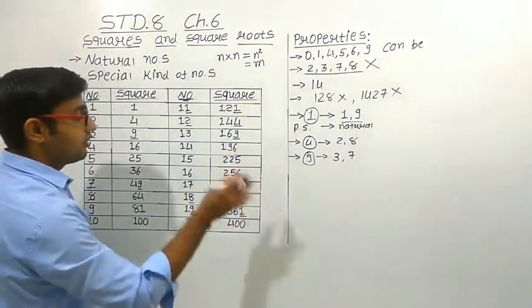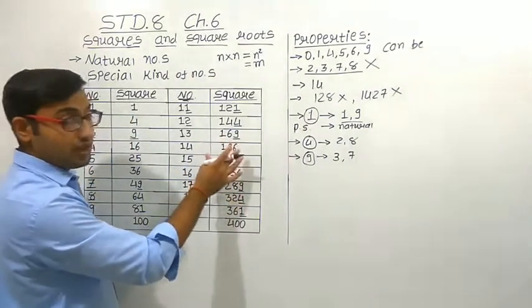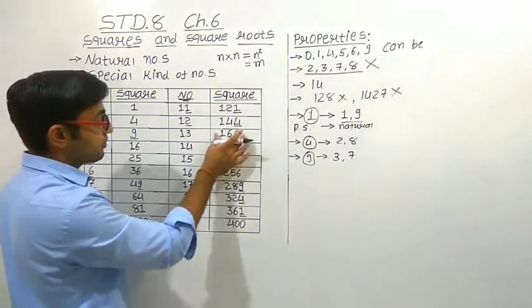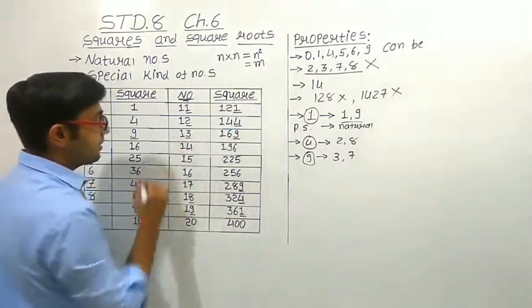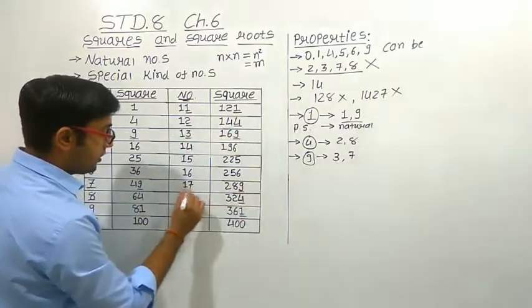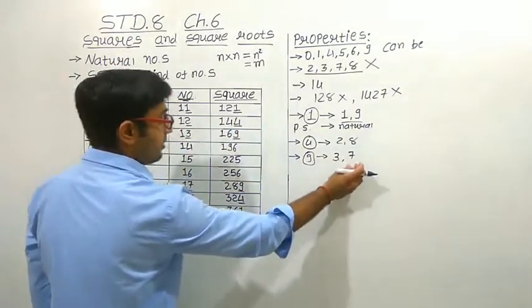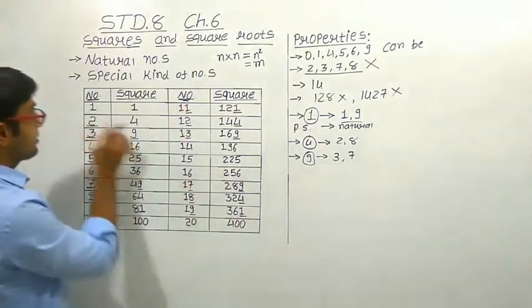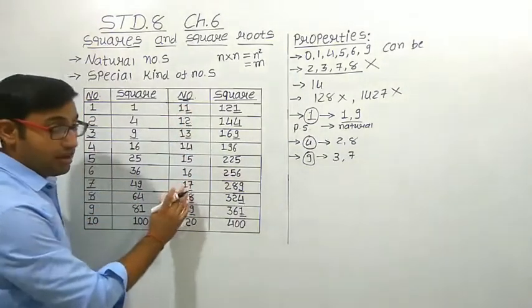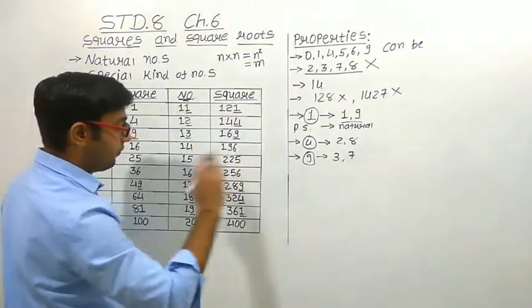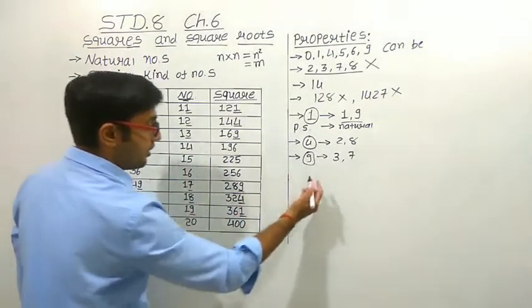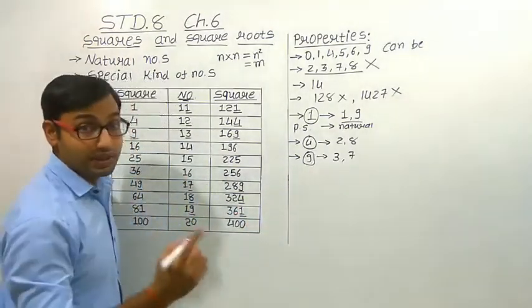So here you can notice 9 is at the unit place, and which perfect square number is this? Whose perfect square number is this? 13. The unit place number is 3. Here the unit place number is 7. So whenever there is a 3 or 7 at the unit place of any natural number, then if we do the square, we get 9 as a unit place.